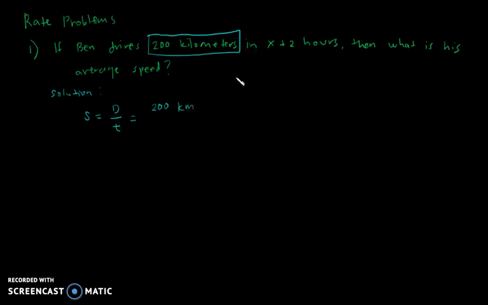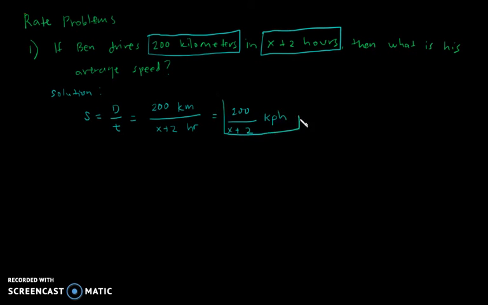So how about time? That is all over the time. We have here the keyword hours, so this will be the time, so x plus 2 hours. So therefore, Ben is averaging 200 all over x plus 2 kilometers per hour, or kph. So this will be your final answer.